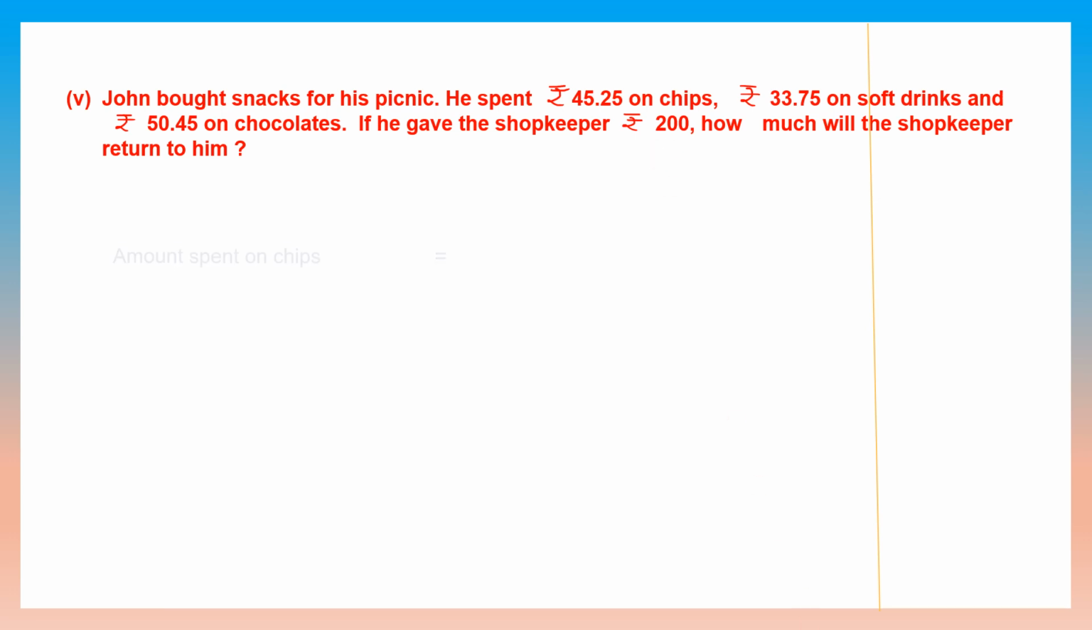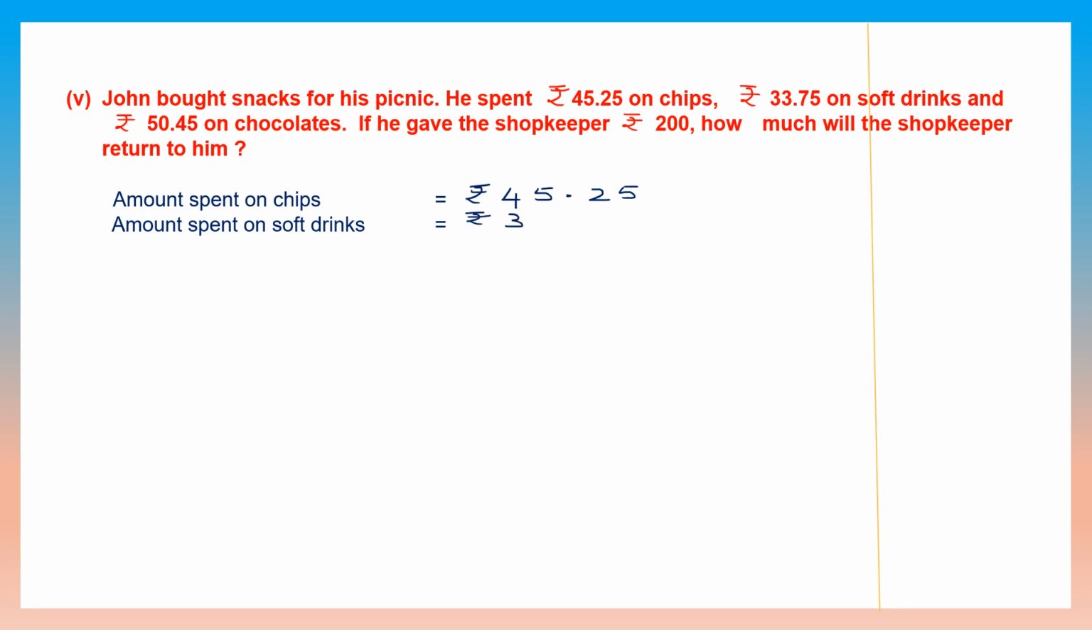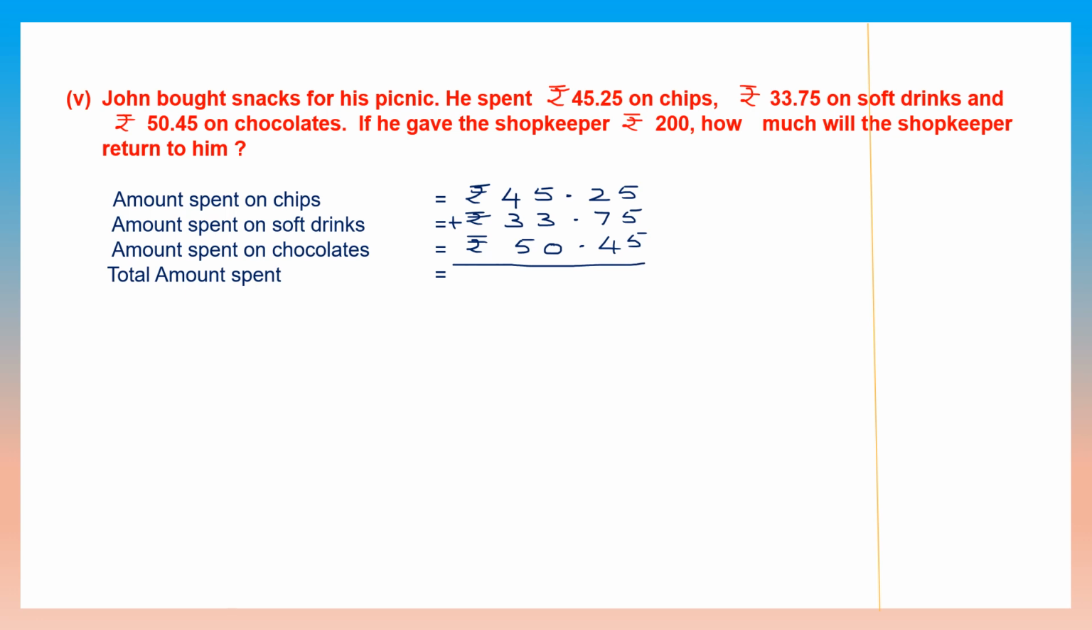So let's begin. Amount spent on chips. How much did he spend on chips? He spent 45 rupees and 25 paise on chips. Then he spent on soft drinks. How much did he spend for that? He spent 33 rupees and 75 paise. Then he bought chocolates for 50 rupees and 45 paise. So this is how much he spent on each. Now we need to know the total amount he spent, and that we can find by adding these up. So let's do the addition here.